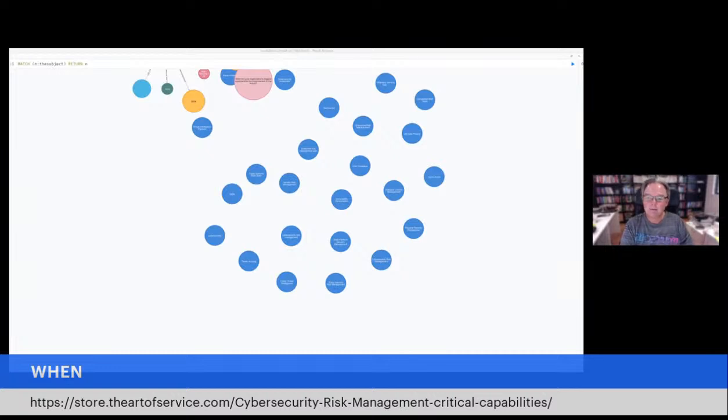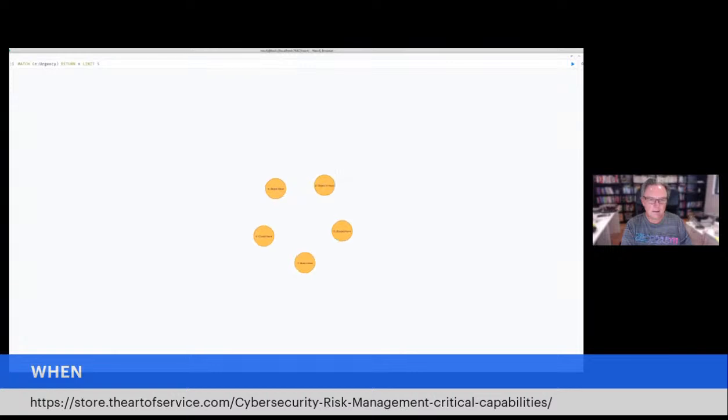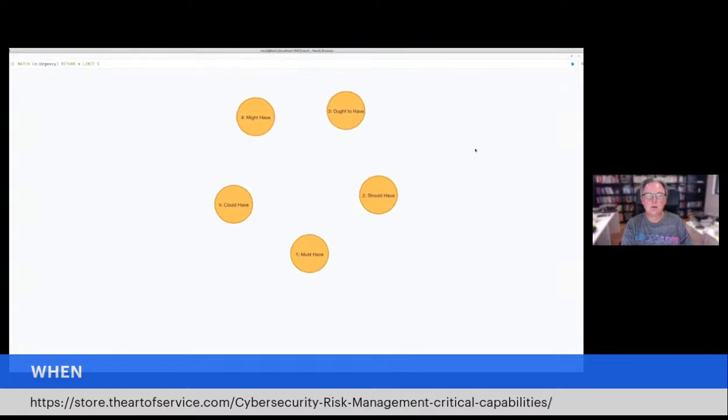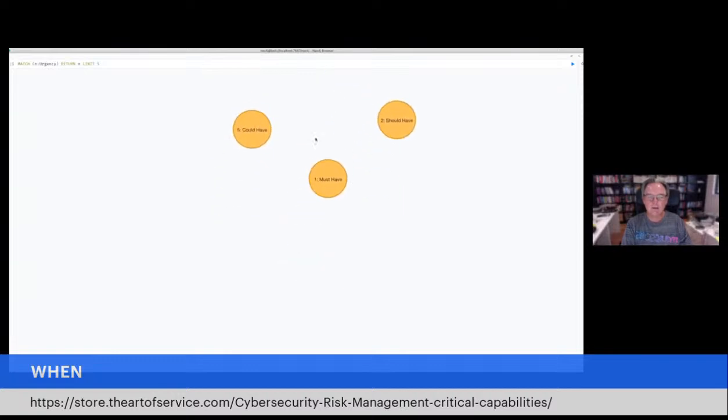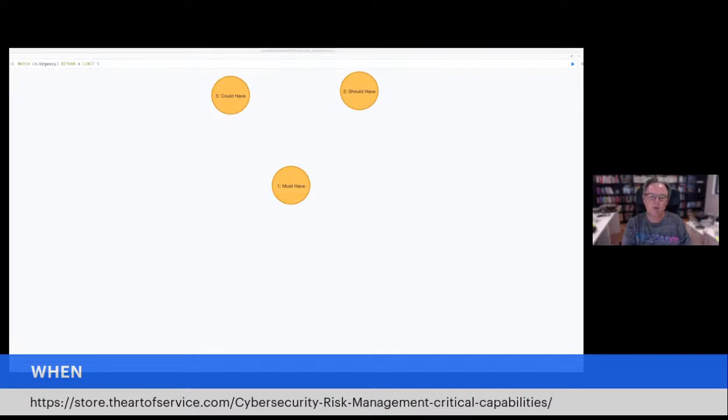The when. The when is: let's organize the critical capabilities on their urgency and priority. Like I said before, we've organized the critical capabilities in 5 main areas based on their prioritization. 5, the lowest one, could have; 4 might have; 3 ought to have; 2 should have; and 1 must have. Definitely a must have. So the must have, that's the one that we should focus on right away. That's the one with the highest prioritized critical capabilities for cybersecurity risk management.